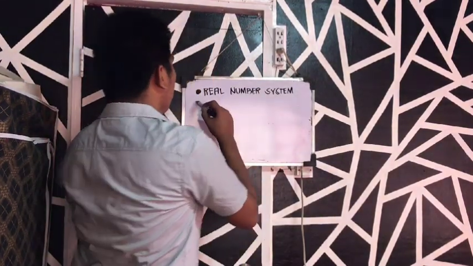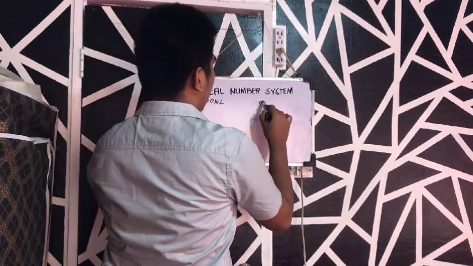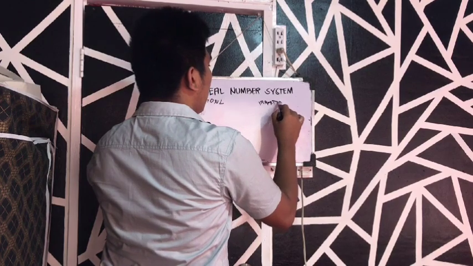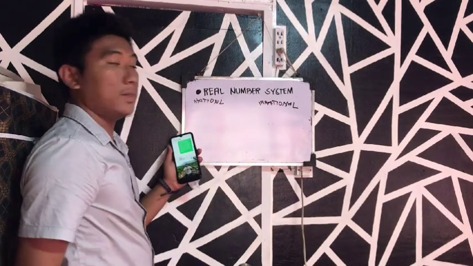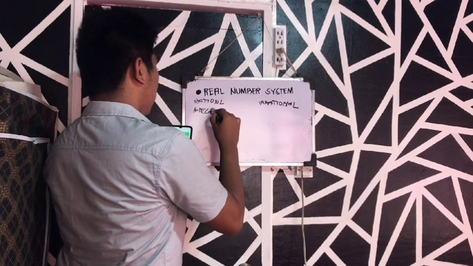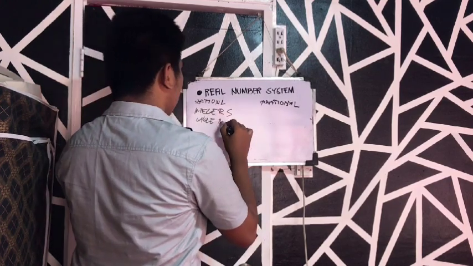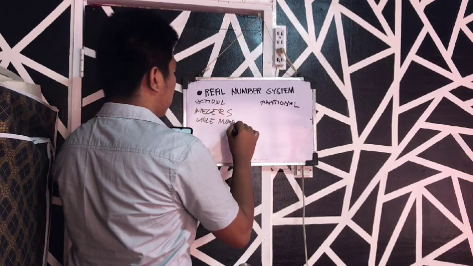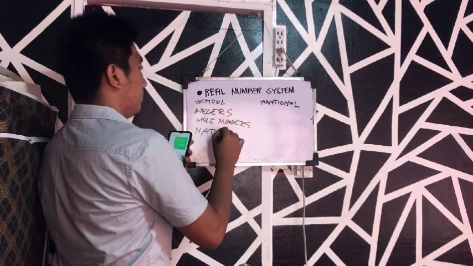On to our next topic, the real number system. The real number system is composed of rational numbers and irrational numbers. Then the rational numbers contain the integers, the whole numbers, and the natural numbers.